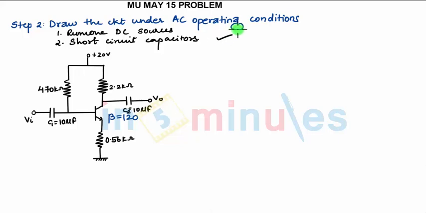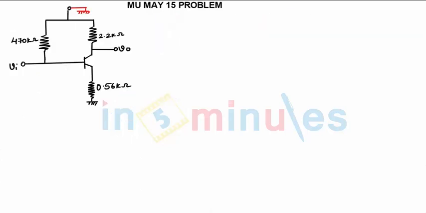So for AC analysis, what we do is we draw the circuit under AC operating conditions. We remove DC sources. So this DC source should be removed. We short circuit the capacitors. So this capacitor will be shorted, this capacitor will be shorted. So you are left with the remaining parts. That is 3 resistances, a voltage input and a voltage output. So the circuit will look like this under AC operating conditions.